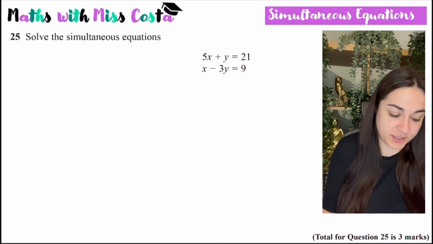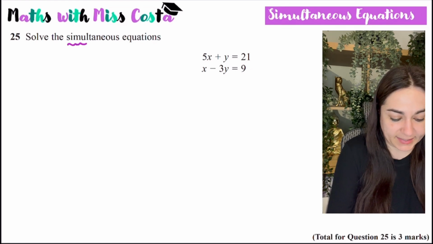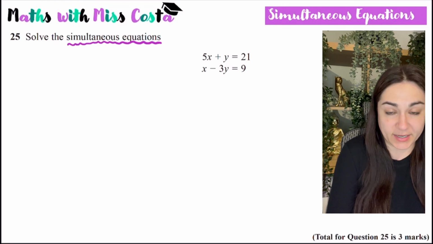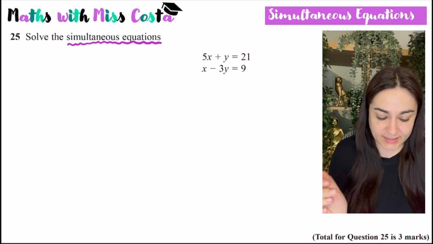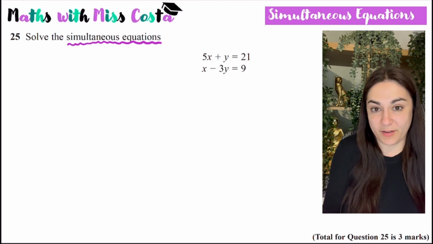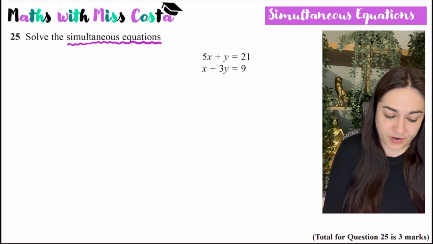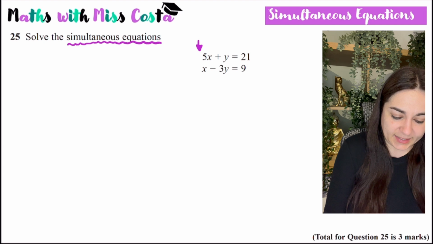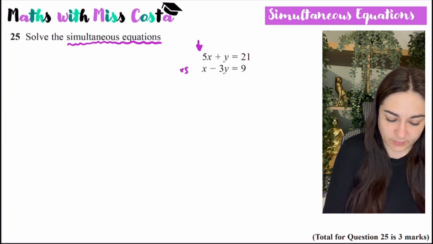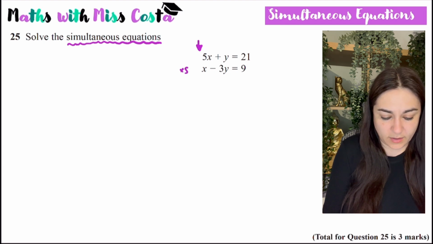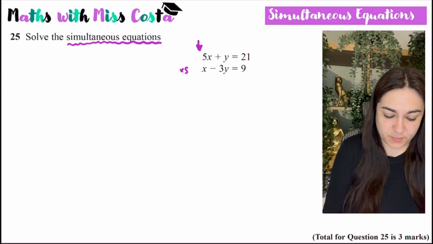Okay, so in this question, I'm being asked to solve the simultaneous equations. Simultaneous equations are when you have two equations, both have an x and a y variable, and the key to solving them is by making one of those variables the same. So I can either choose to make my x's the same by multiplying this equation by 5, or I can make my y's the same by multiplying this equation by 3.